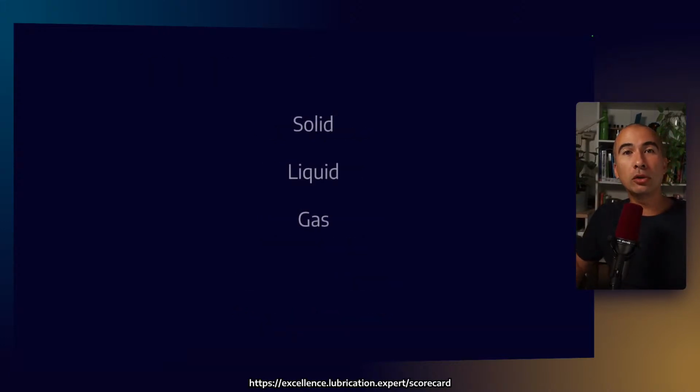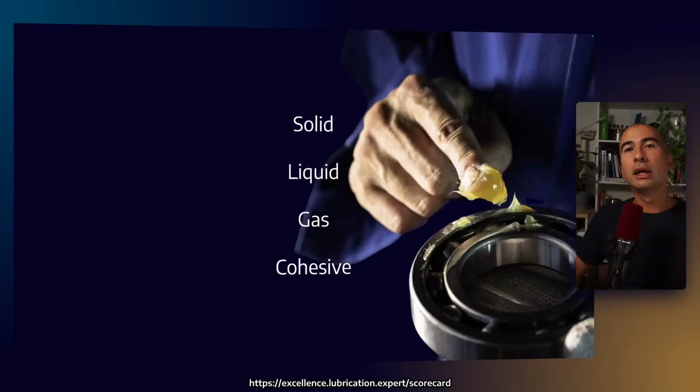All right, when we talk about lubricants, it's almost like the states of matter. We've got solid, liquid, and gas, right? So solid lubricants, yes. Liquid lubricants, absolutely yes. Gaseous lubricants, not so much, although there are air bearings. We just don't tend to talk about them that much. And then finally, we have something called cohesive, which is not quite a solid and it's not quite a liquid. It is a grease in our world, right? So something which is a semi-solid is what we would call a cohesive lubricant.